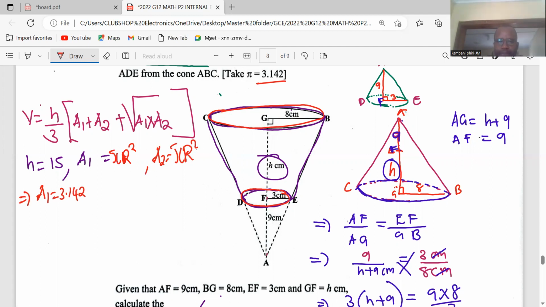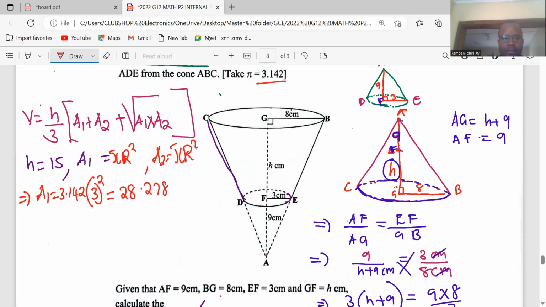So that implies that A1 is equal to pi, which is 3.142, times our radius. What is the radius? So if I'm starting with A1 is this, then the radius is 3 squared. So you can get your calculator. You say 3.142 times 3 squared. You get 28.278.